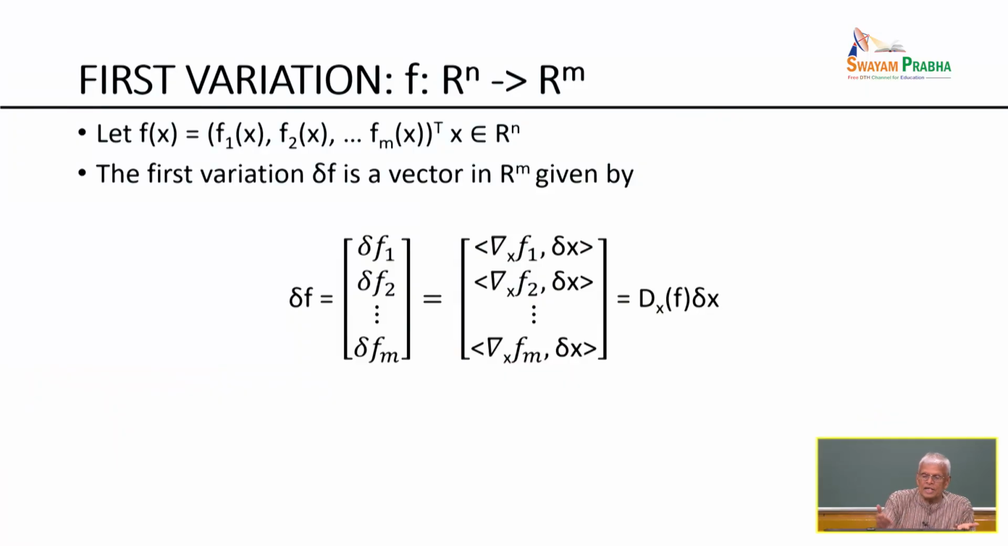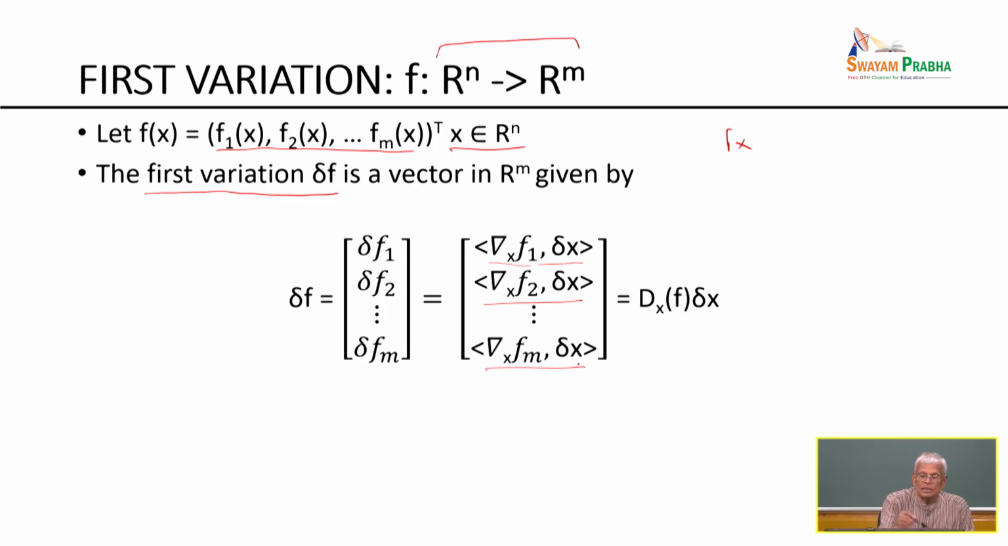So what is the first variation when you go from a scalar valued to a vector valued function? F is a vector valued function. X is in R^n. Delta x is a perturbation of x. I want to be able to compute the first variation delta f. Everybody with me, please. The first variation of f1 is given by the inner product of the gradient of f1 with delta x. The first variation of f2 is given by that. The first variation of f1 is given by that.